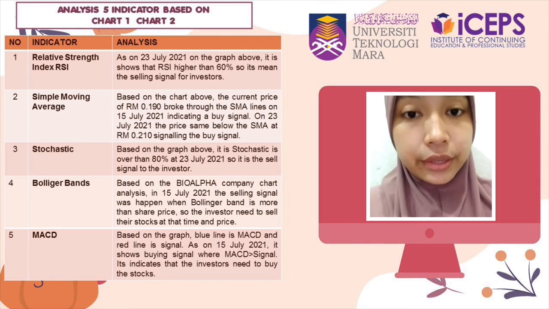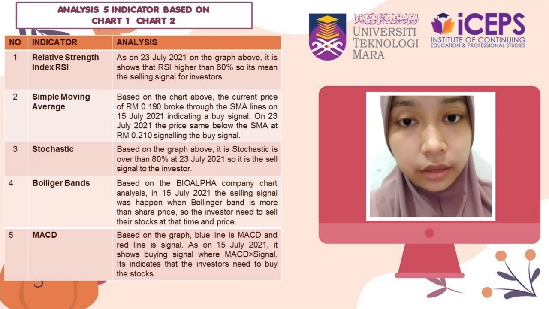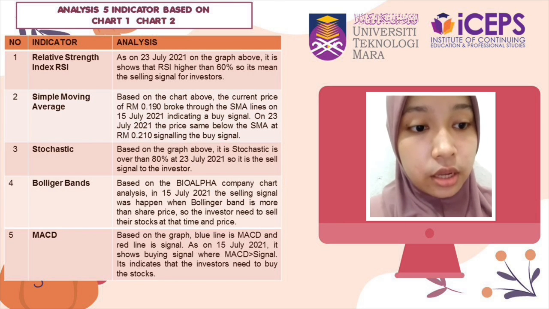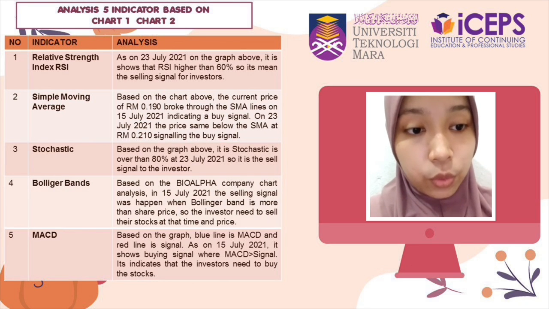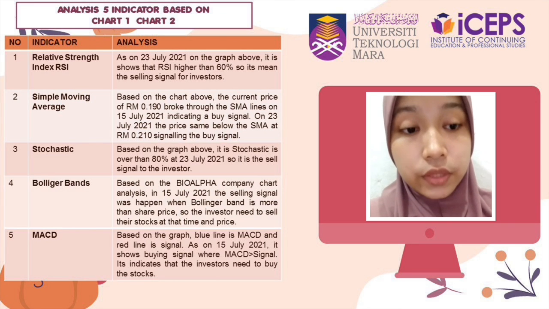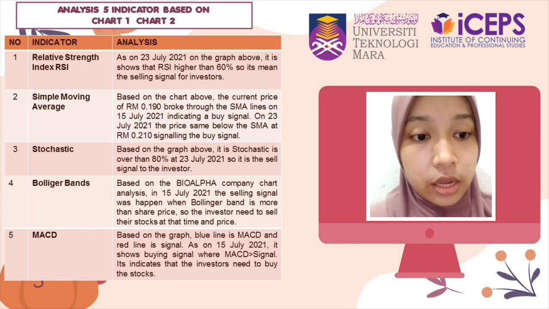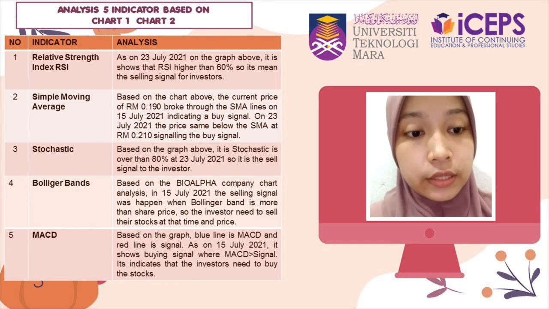First, relative strength index. The RSI is higher than 60%, so it offers a selling signal. Second, simple moving average. The SMA line on 15 July 2021 indicates a buy signal. For the stochastic, based on the graph above, it is over 80%, so it signals a sell.